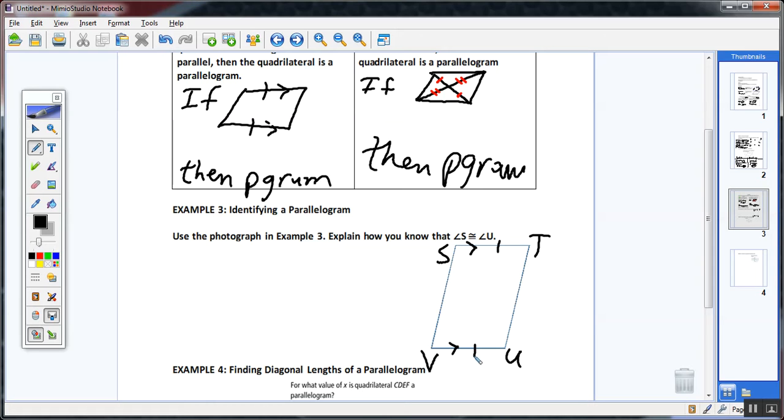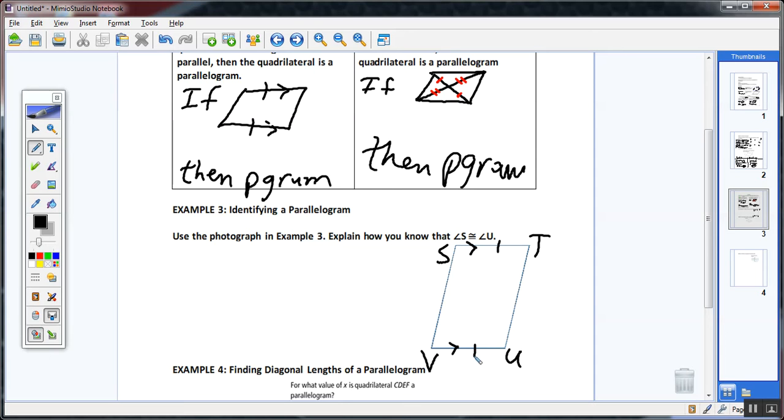Explain how S... That's it. Super easy, actually. Okay, first of all, do you guys agree that S is opposite of U? Yeah. So if I could show that this shape was a parallelogram, then we could say by the opposite angles theorem they're congruent, right? But first, we don't even know if this is a parallelogram. Or do we?